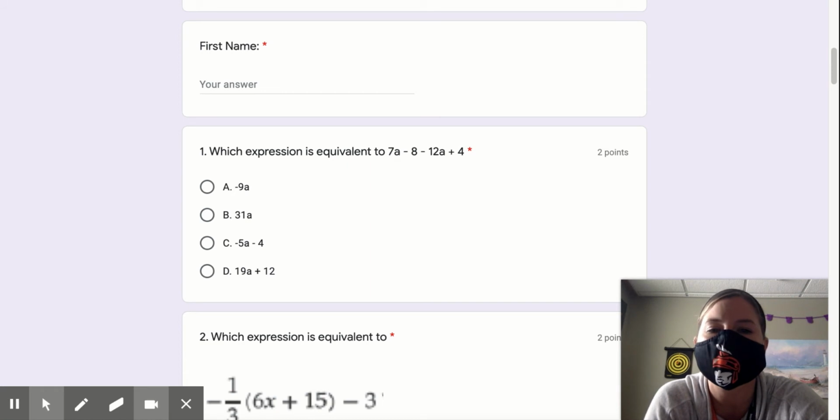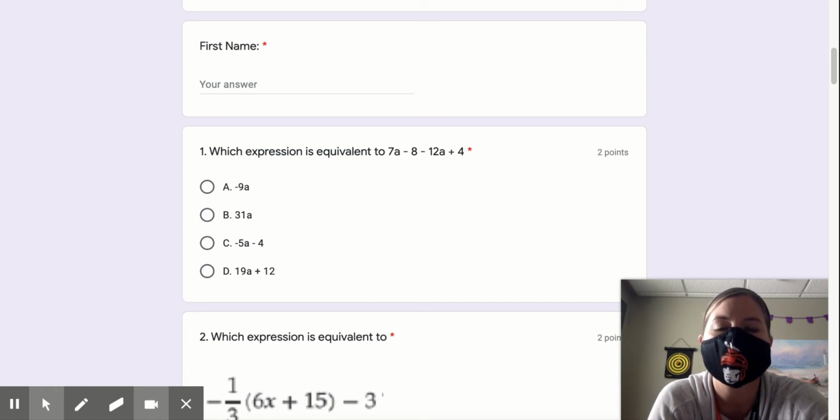Which expression is equivalent to 7a minus 8 minus 12a plus 4? Remember, you are combining the like terms.